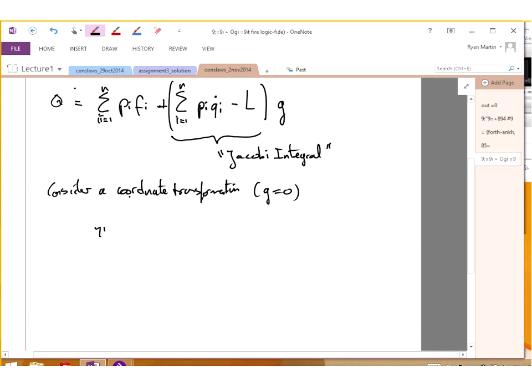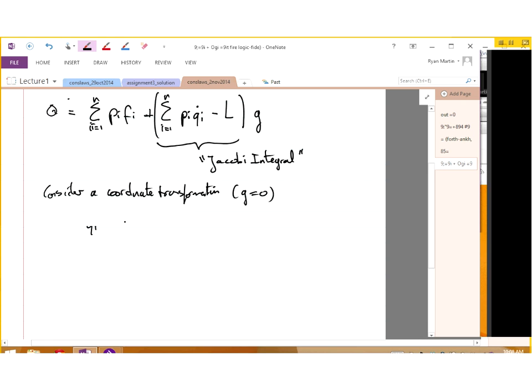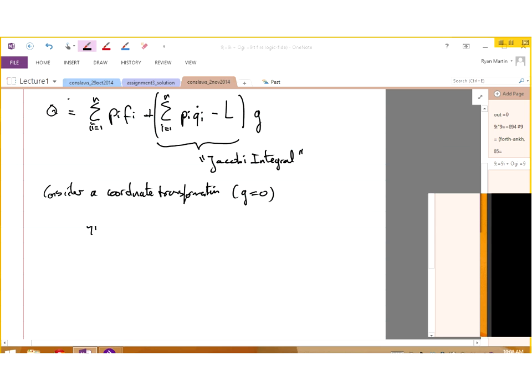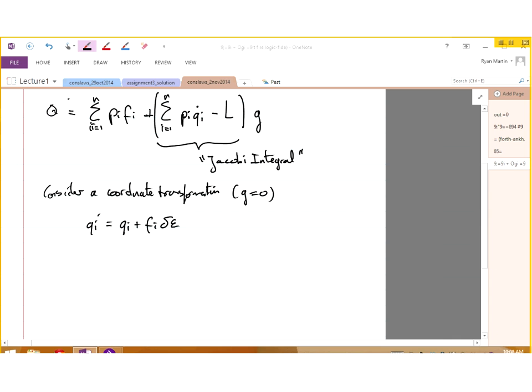That means that we can write out the Qi primed simply as Qi plus Fi delta epsilon, and so here we don't have to write in the term that has the delta T in it.